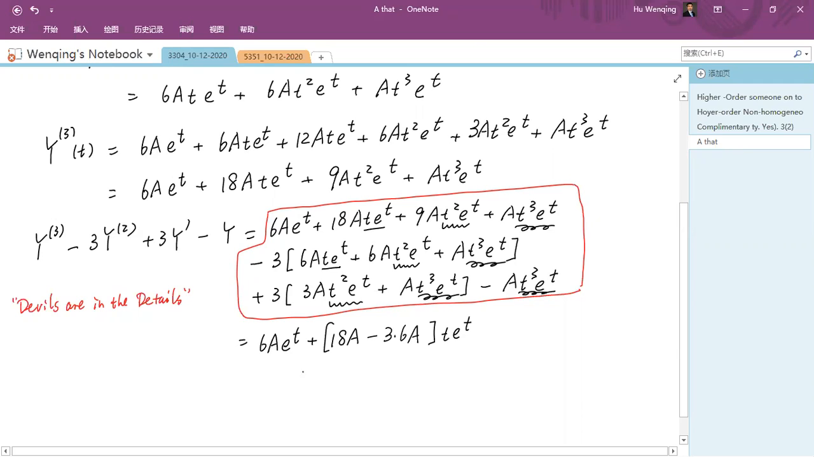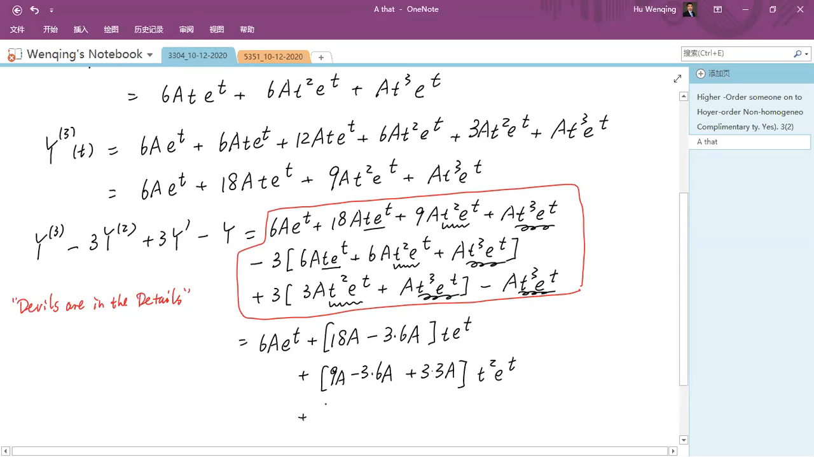What about t squared e^t? There are going to be some terms for t squared e^t. And what are these terms? Well, that's going to be 9 times a, and then minus 3 times 6 times a. And then t squared is plus 3 times 3 times a. So it's going to be something like this.